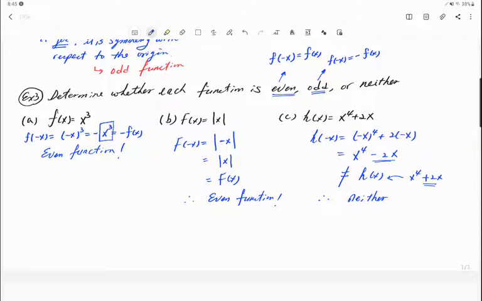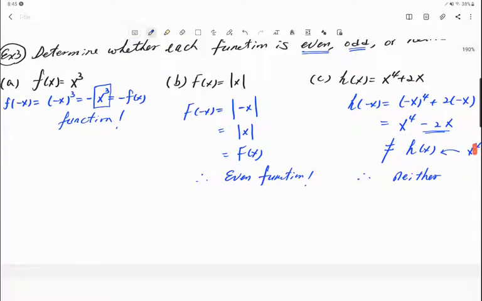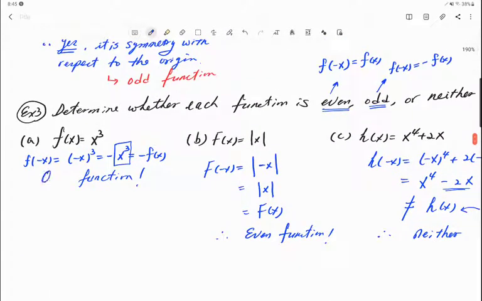Okay, sorry. A is what? Odd function. A is an odd function because of the negative sign. So the y value became the opposite of the y value. It became negative, a different sign. So it is an odd function.